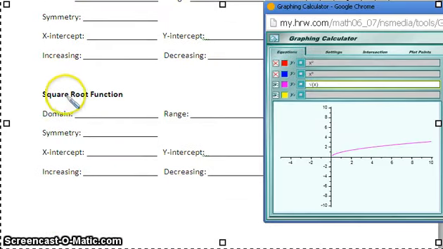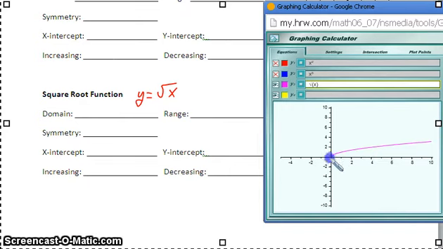Okay, the next one we're going to look at is the square root function, so that is the equation y equals the square root of x. Again, you'll notice that I've graphed it over here for you, so please take a minute to pause the video and draw that graph on your xy axis. Okay, once you've done that, let's go over some key concepts here.